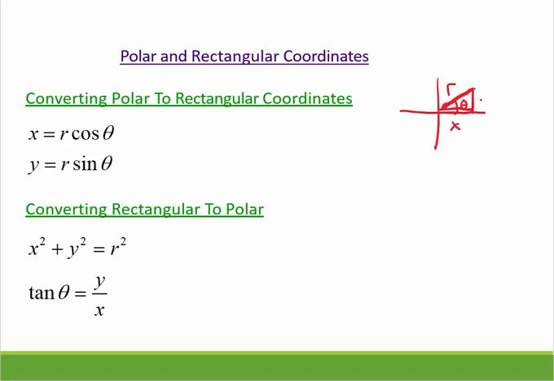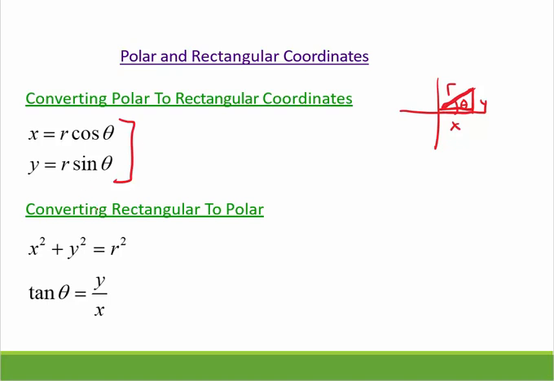I'm looking for the x and the y. The x involves cosine because it's adjacent over hypotenuse. The y is opposite over hypotenuse. So that's how we get these. And these are going to be really important to us when we start taking derivatives.